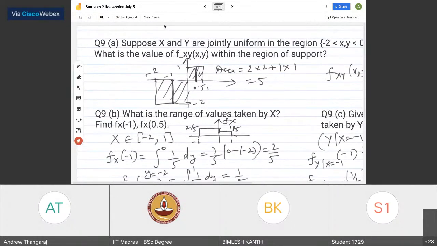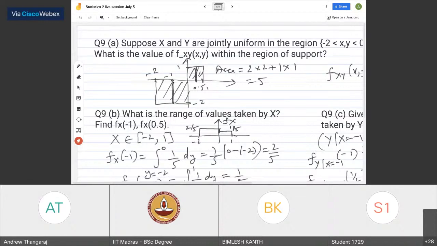For uniform, this is a trick you can very easily use. Every conditional, every marginal is going to be uniform. That's the trick, because it's all flat everywhere. Any marginal, any conditional is going to be uniform in this case. So given X equal to -1, Y is uniform between 0 and -2, because the joint PDF is constant, divided by fX of -1. So it's 1/5 divided by 2/5, which is 1/2.